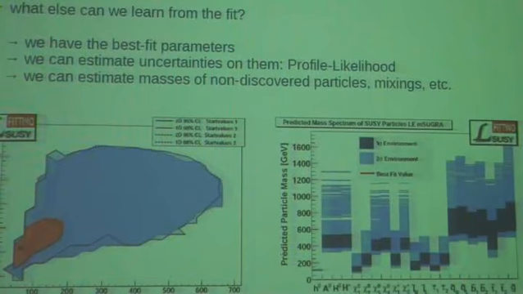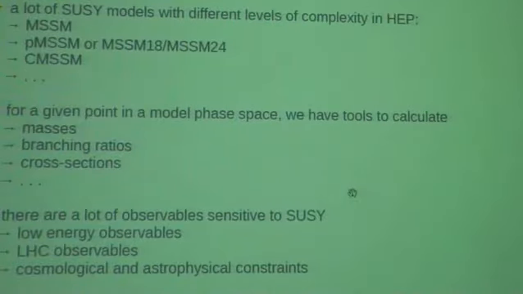And then we can use these predictions to calculate other observables and find out, for instance, where in the second run of the LHC a search for supersymmetry might be most promising. So this is everything I have.